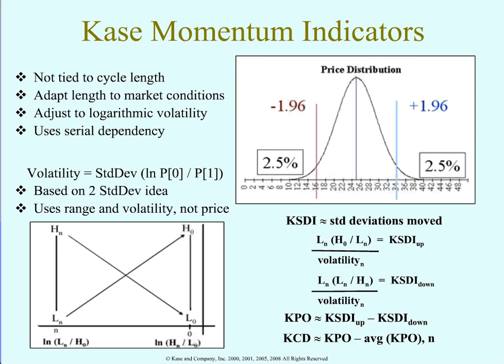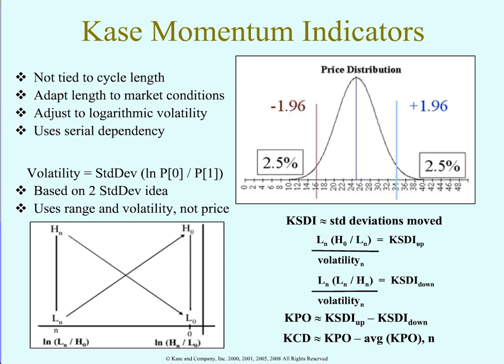Also, if you look at up closes versus down closes, or a range, just think about it. If you have an increase in volatility, the range is going to increase. And if you have an increase in volatility, the degree to which the market closes up or down will increase because of increases in volatility. So it's nice to have an indicator that adapts automatically to cycle length depending on market conditions, and adapts automatically to volatility. And so that's what our indicators attempt to do.